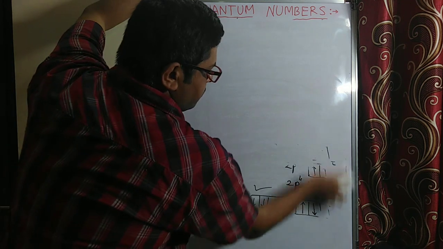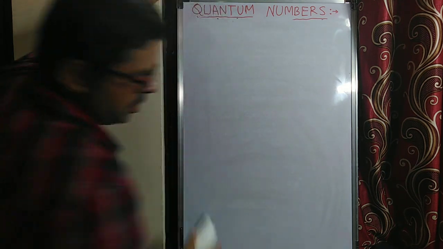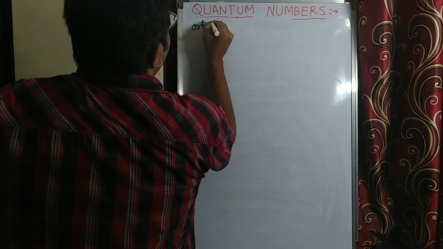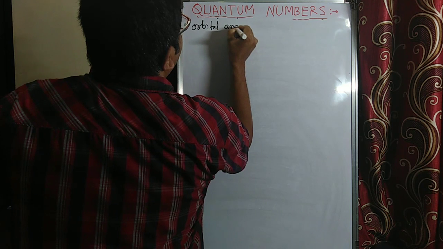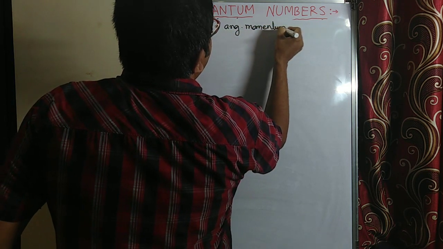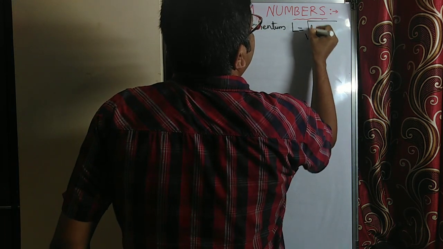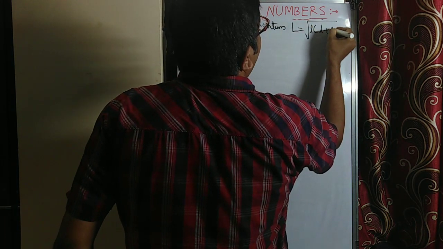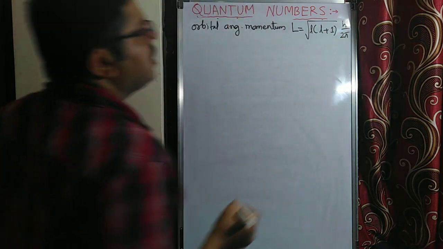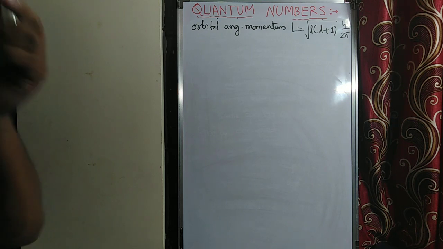Now in case of the azimuthal quantum number, one point I have forgotten, so you have to write it, very important. The orbital angular momentum formula, remember, is given as capital L equal to root of l into (l plus 1) h by 2 pi. Very, very important: root of l(l+1) h by 2 pi.